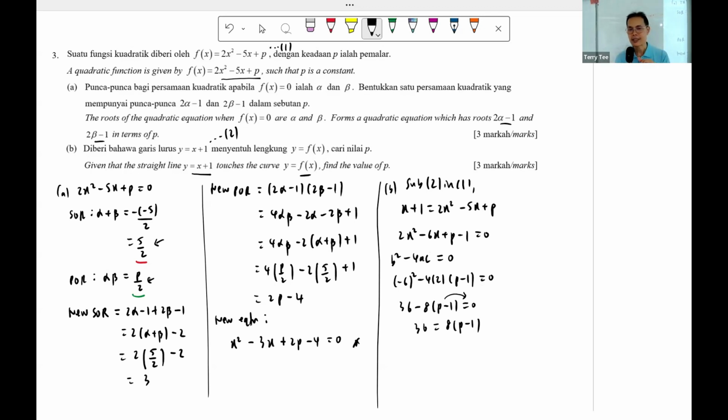But 36 cannot divide 8 exactly. 36 divided by 8 is actually 9 over 4. Right? Up to you how you want to do it, because some people prefer to multiply inside the 8 with the p minus 1. Finally, what is p? 9 over 4 plus 1. p is 13 over 4. Sorry, 36 divided by 8 is 9 over 2, not 9 over 4. So if you plus 1, p is 11 over 2.